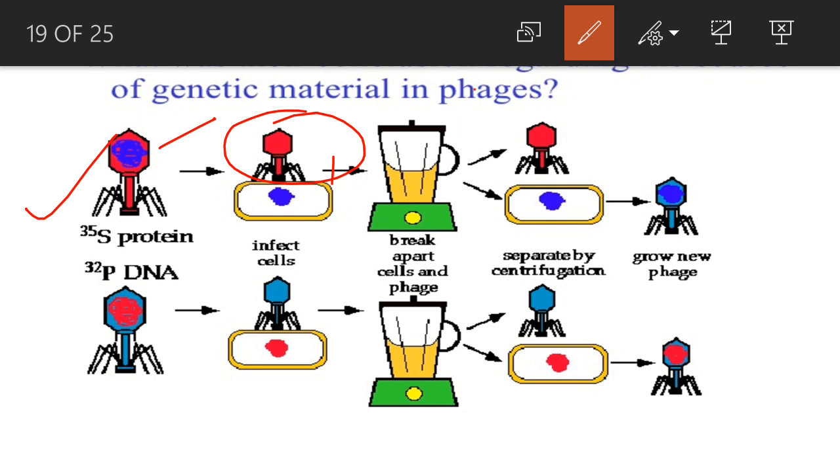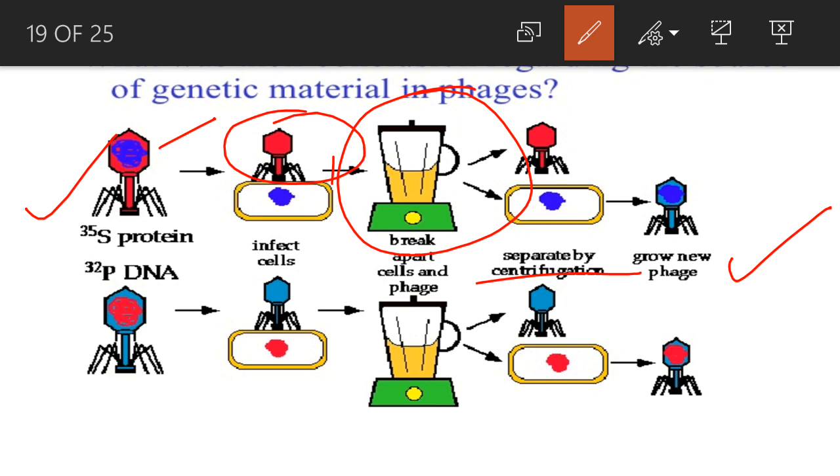Then blending was done so as to remove these bacteriophages from the bacterial cell. Then centrifugation was carried out, and all the new bacteriophages were unlabeled and contained no radioactive substance.